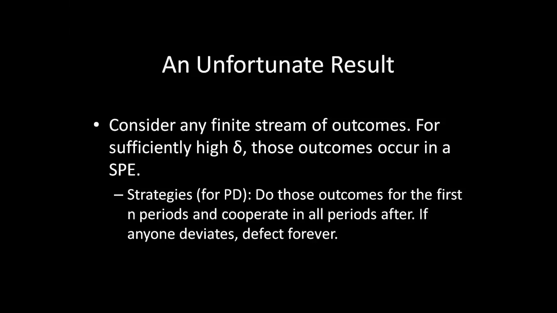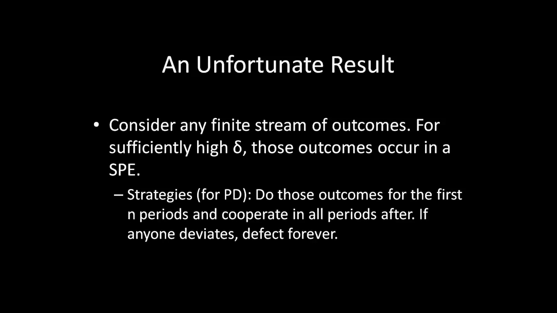We also know that after the first n periods have concluded, it's an equilibrium for sufficiently high discount factors to play cooperate in every period and threaten to defect if anyone ever alters that outcome. Instead of reaching a cooperative outcome, they defect at some point. And the reason that we know that this is going to be an equilibrium after the first n periods is because that is a grim trigger strategy in the classic sense.